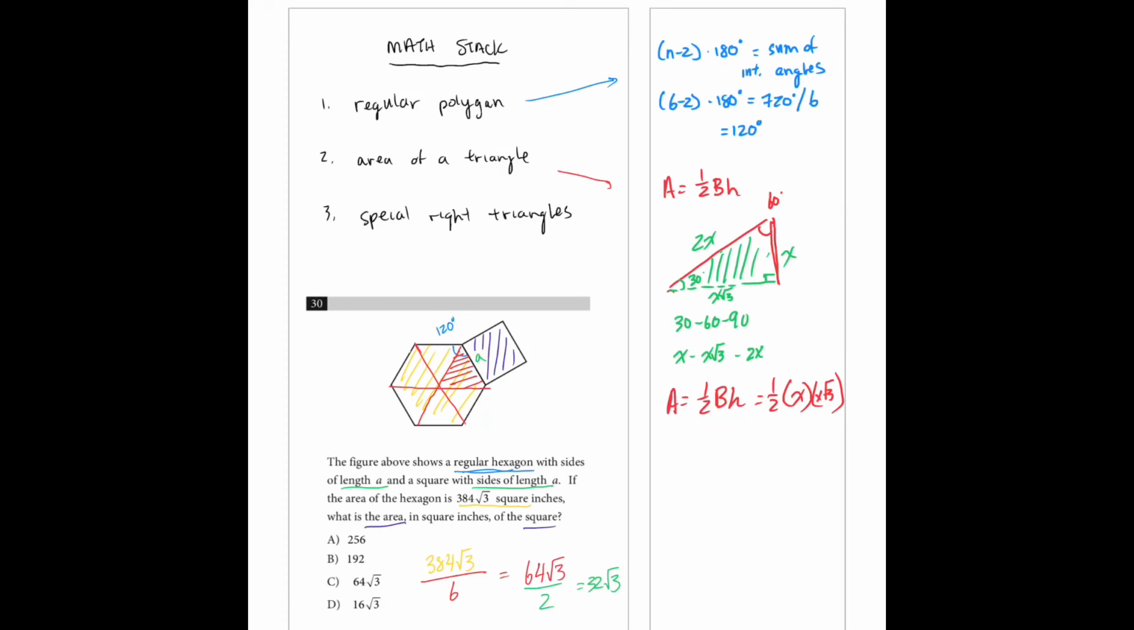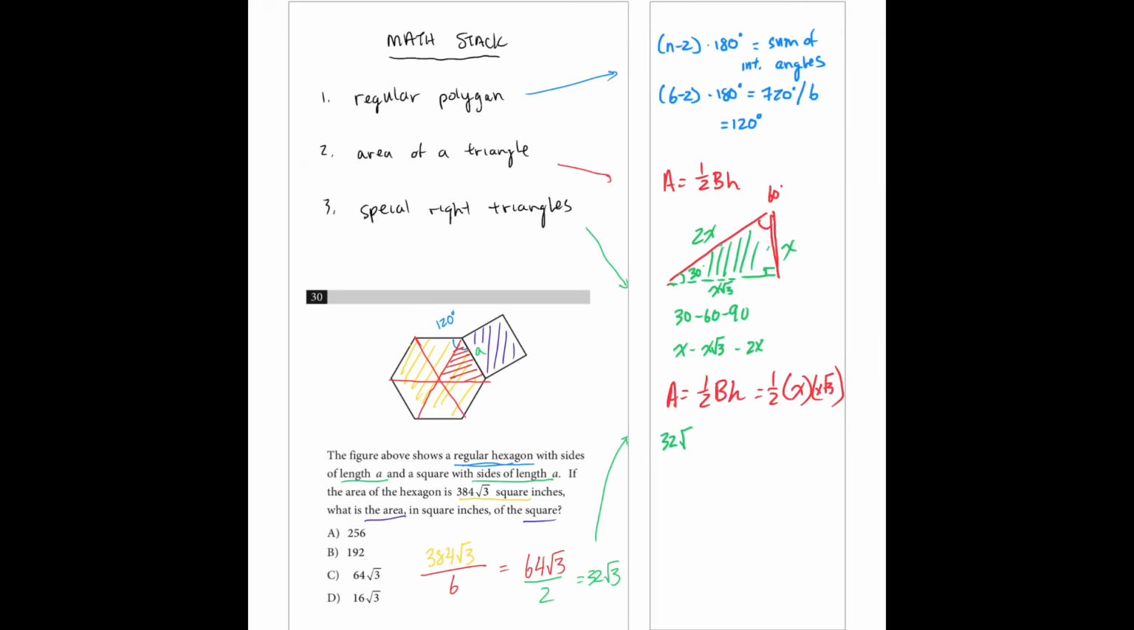So I can go ahead and plug that in. By the way, special right triangles, the property is down here in green. So I'm going to get 32 root 3 equals 1/2 x times x root 3. Following some steps of algebra, we should get 32 root 3 equals 1/2 x squared root 3. We notice our root 3's will cancel out. And if we multiply the 1/2 over, we get 64 equals x squared, meaning that x equals 8.